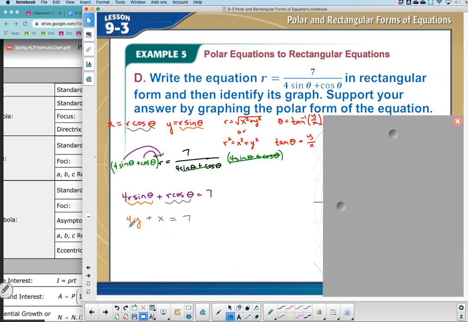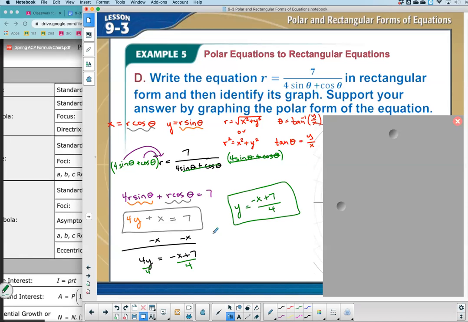This is the equation of a line. That right there is a standard form of a line. If you wanted to get it in y equals form, you could subtract x from both sides. Say it's 4y equals negative x plus 7, and then divide by 4. You do it this way, but this is either way linear. Negative x plus 7 all divided by 4. You could write your answer this way as well, but that is a line. That's a line here. And here's the picture.